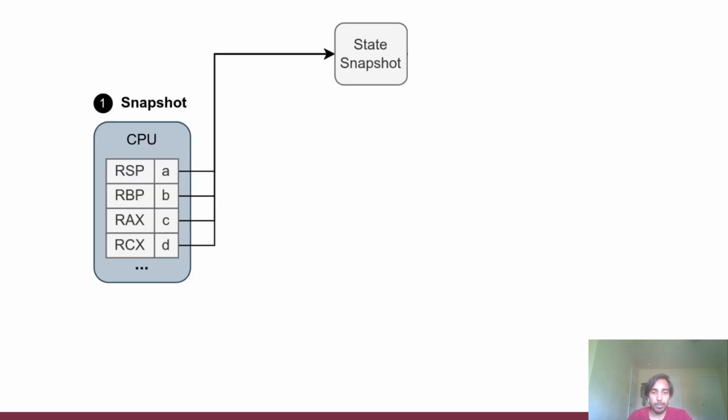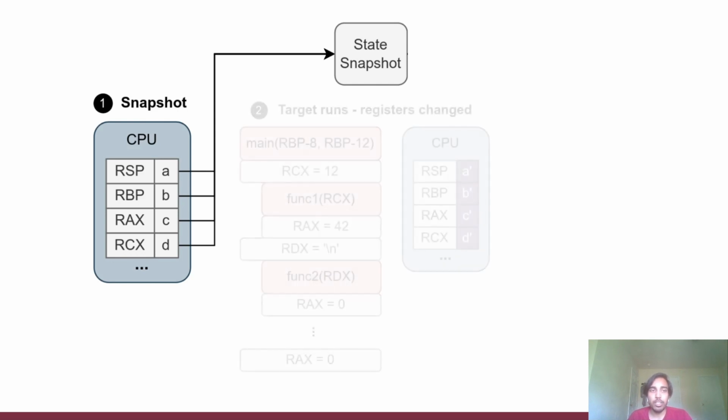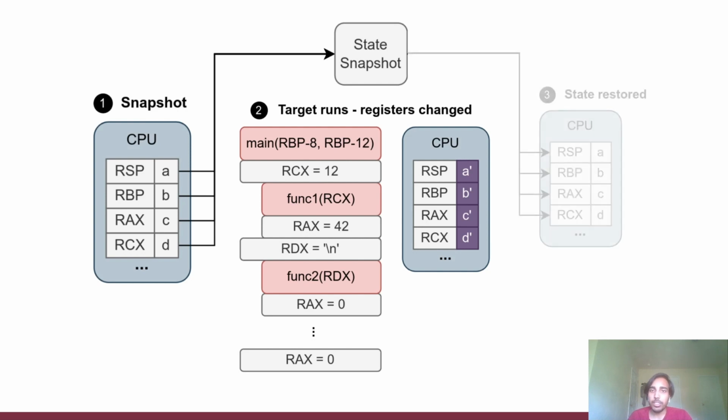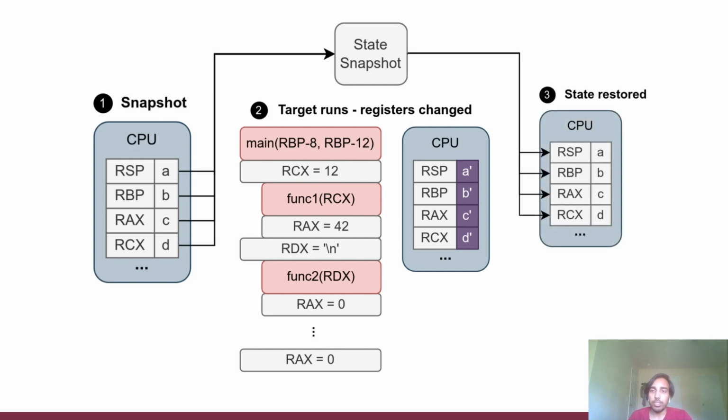This is the pictorial representation for the register resetting, where these are the original register values. RSP is A, RBP is B, and then C and D, and these are copied into the state snapshot. The program runs and changes all of these registers after the execution, where RSP is now A prime, RBP is B prime, and so on. And we use our state snapshot to copy the original values back to these registers, which restores the state.